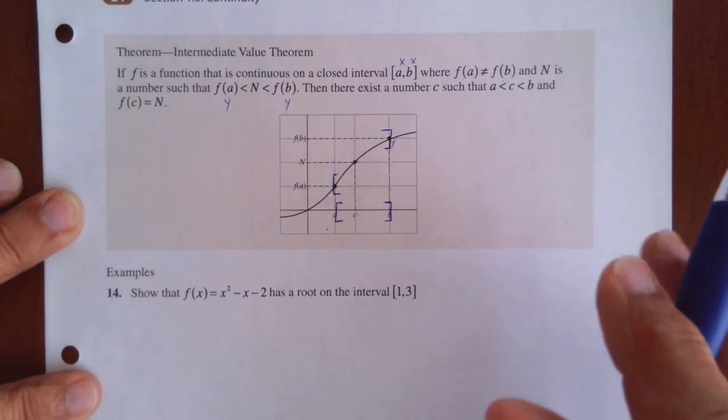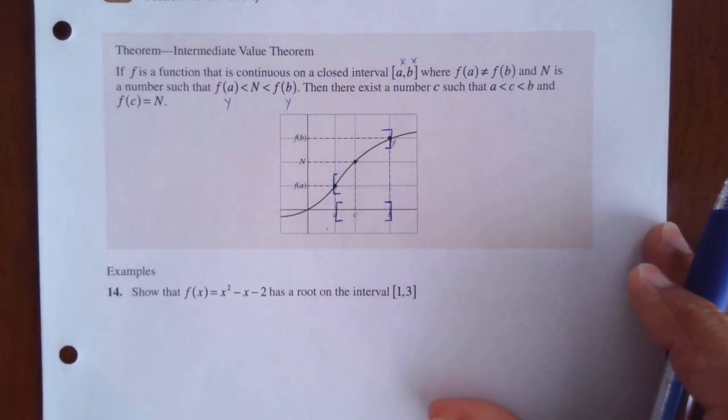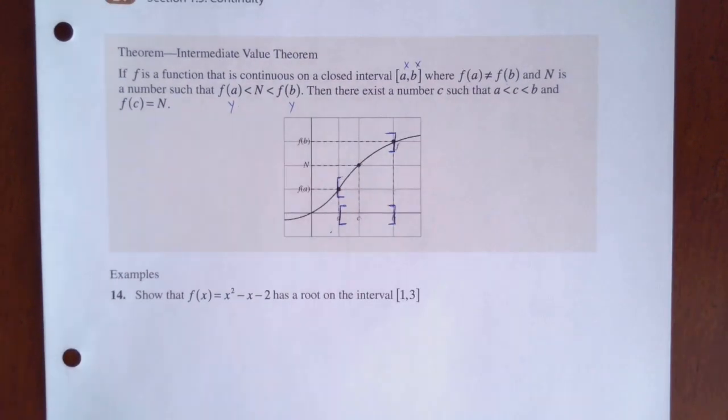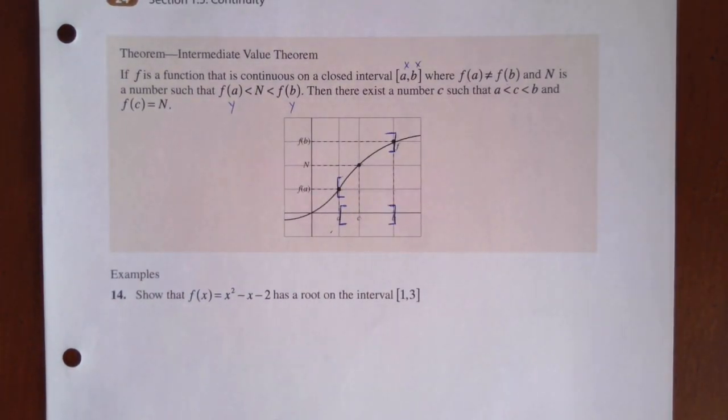But the whole reason that this is for us, and in algebra, it was to help us find roots. So in this day and age, we don't use this intermediate value theorem very much because of the fact that we have a calculator and we can find roots easy. Remember, the root is where it crosses the x-axis.